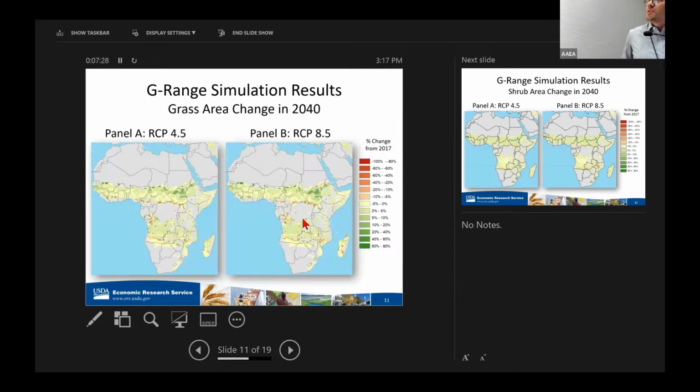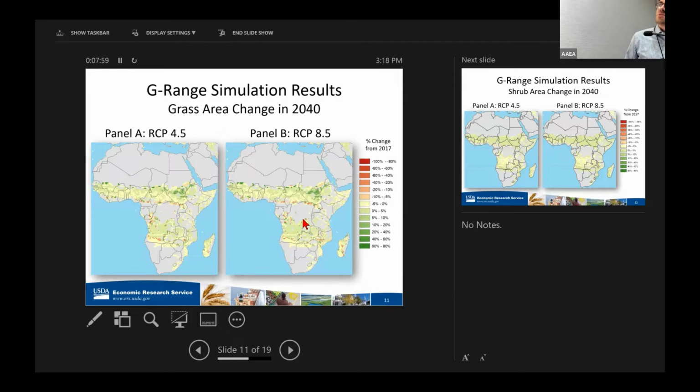All right, so here's sort of what our results are going to look like. Each panel is the pathway of climate change, RCP 4.5 and RCP 8.5, and different colors here. Reddish colors, or increasingly reddish colors, are losses in either area or biomass. Greenish colors are gains, and more yellowish colors are no change. So what we see here is mostly no change in grass area.